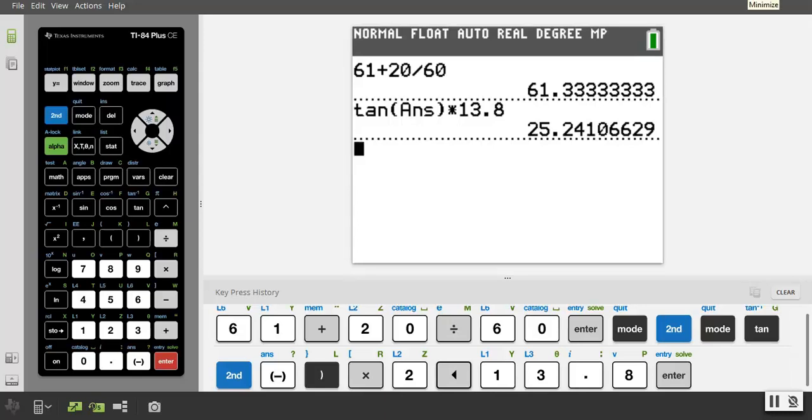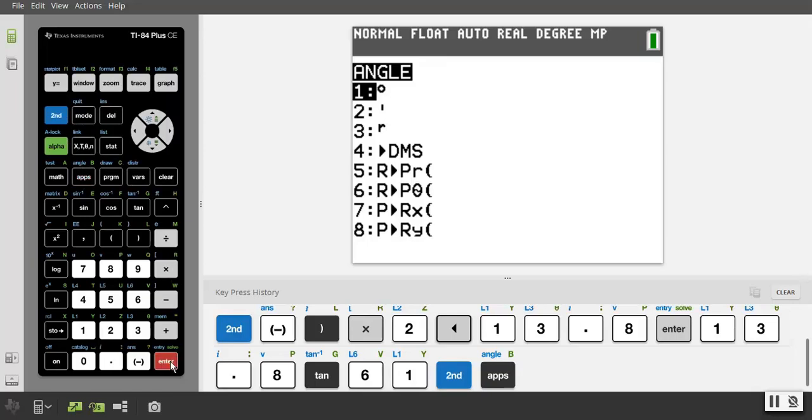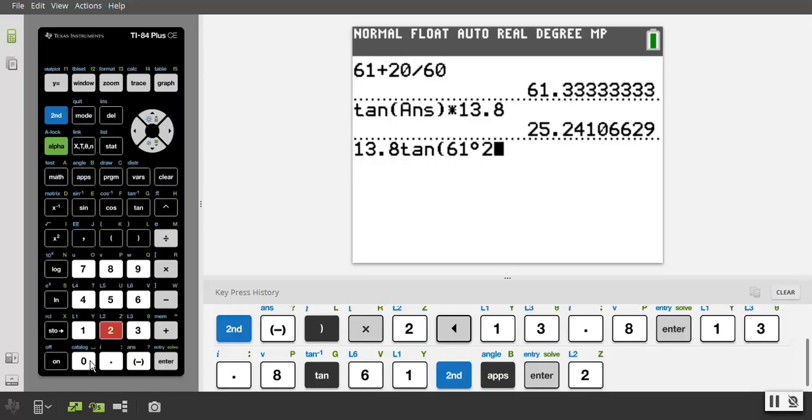Okay, so let's see if we do that the same exact way, but we're going to use the 61, and then we're going to put the angle, and then we'll put 20 minutes.